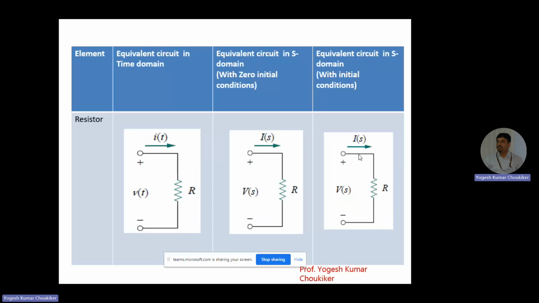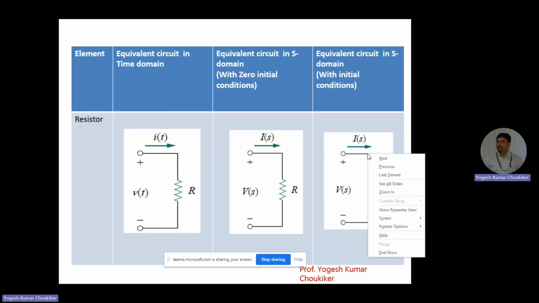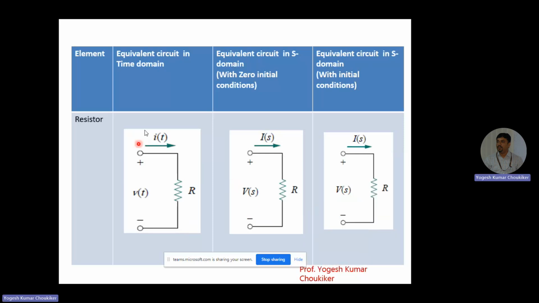If we closely look, with the Laplace transform we have two conditions. One is called the zero initial condition, and the second one is called the initial condition. We have already seen problems with respect to the zero initial condition and with initial condition. I will just remind you once again what the main difference is.